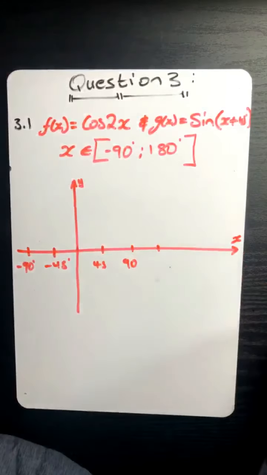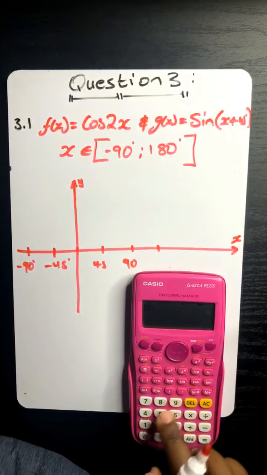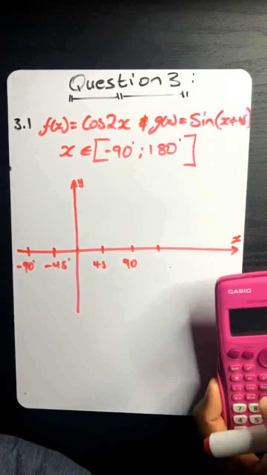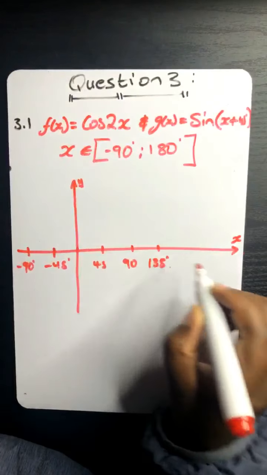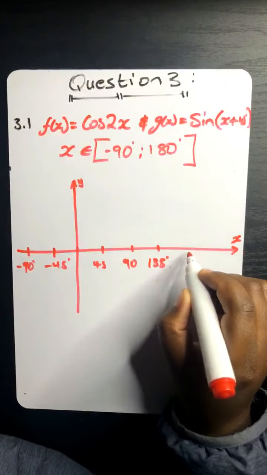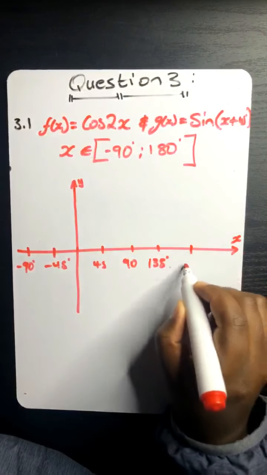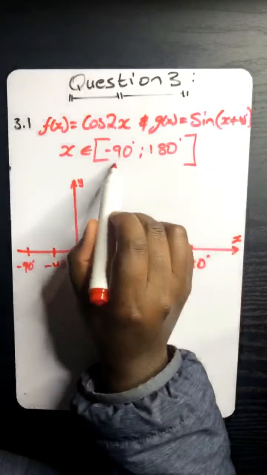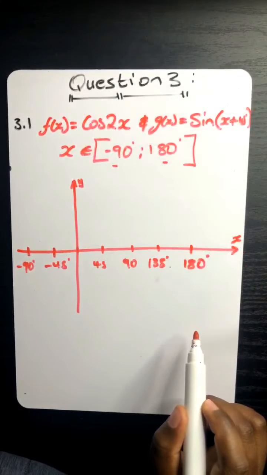What's the next number there? Let's see, what is 90 plus 45? 135. Okay, someone is saying 135. Let's write 135 over there. And then the next one, is it 180? I think so. Yes, 180. So can you guys see, we did start from there up to there. That is what they told us to do.